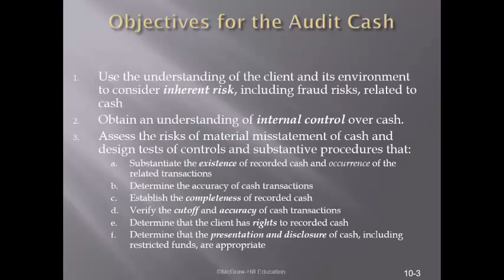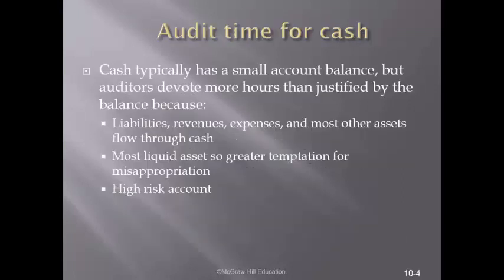This slide shows the objectives for the audit of cash. First, the auditor uses their understanding of the client and its environment to consider inherent risk, including fraud risk related to cash. Second, the auditor obtains an understanding of internal control over cash. And last, the auditor will assess the risk of material misstatement and design tests of controls and substantive procedures as shown. We will discuss the substantive procedures in more detail in later slides.